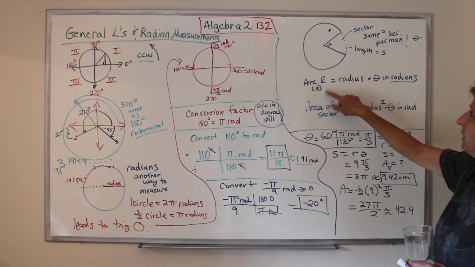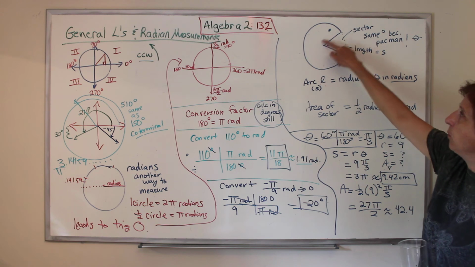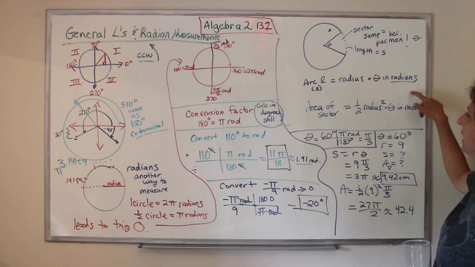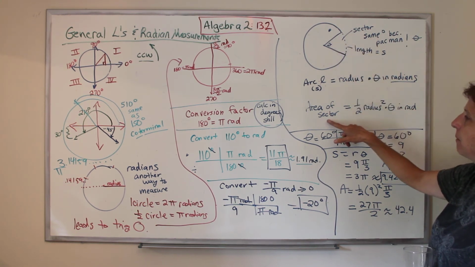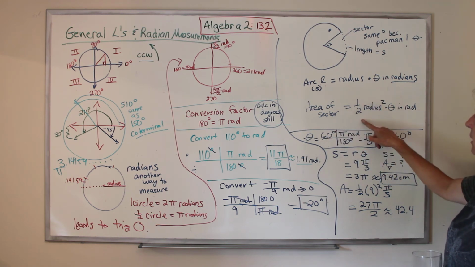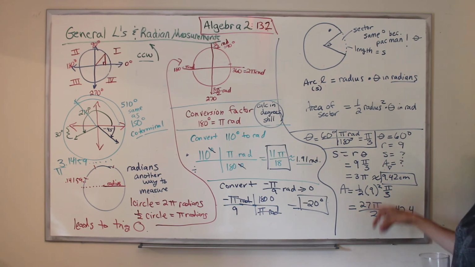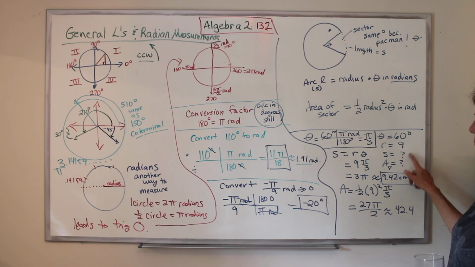Okay, so here's our formula. The arc length S, the length of that dotted line, is equal to the radius, either side, either his upper mouth or lower mouth, times theta in radians. The area of the sector, if we wanted to color in his mouth and see how big of an area we colored, is 1/2 the radius squared times theta in radians. So here's an example. We have a theta of 60 and a radius of 9. They want the arc length and the area of the sector.